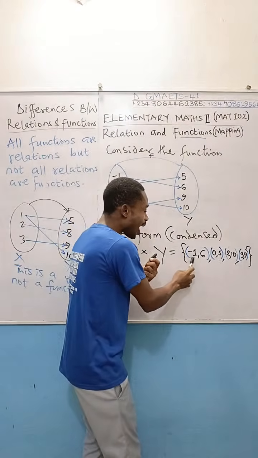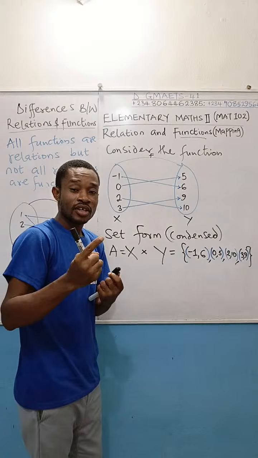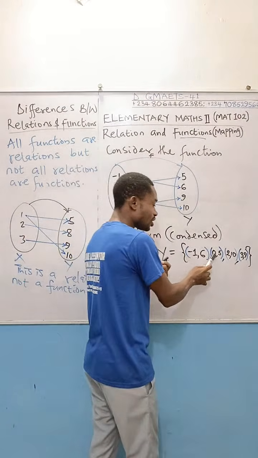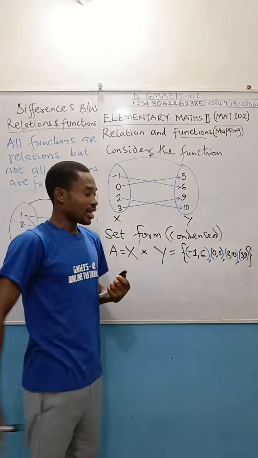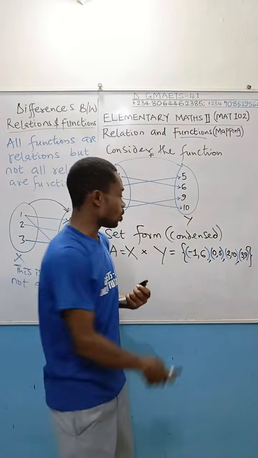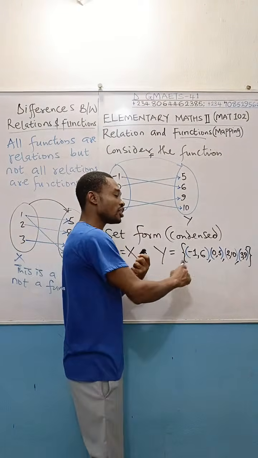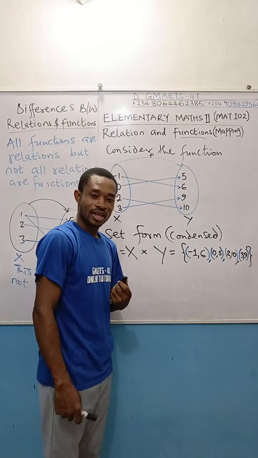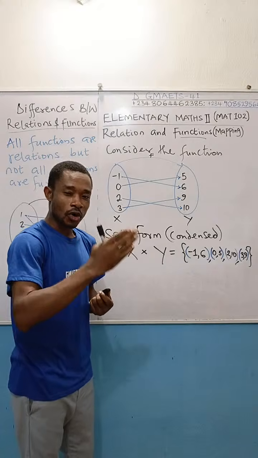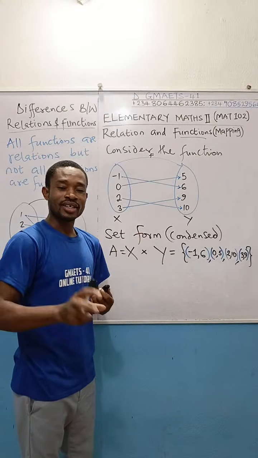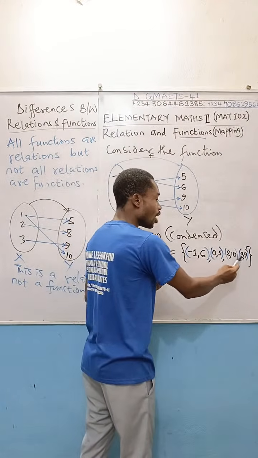I'll start looking at the domain. The domain are all the first elements: -1, 0, 2, 3. An examiner can just expose you to this, and then I ask you, is this relation a function or not? How would you know that it is a function or it is not a function? Quickly, focus on the elements of the domain, which are the first elements: -1, 0, 2, and 3.